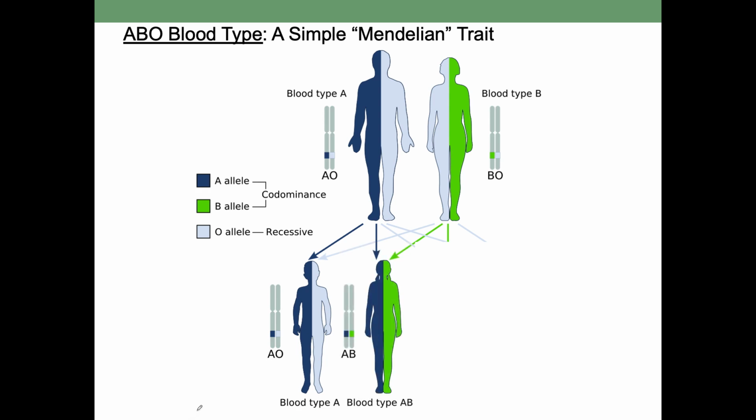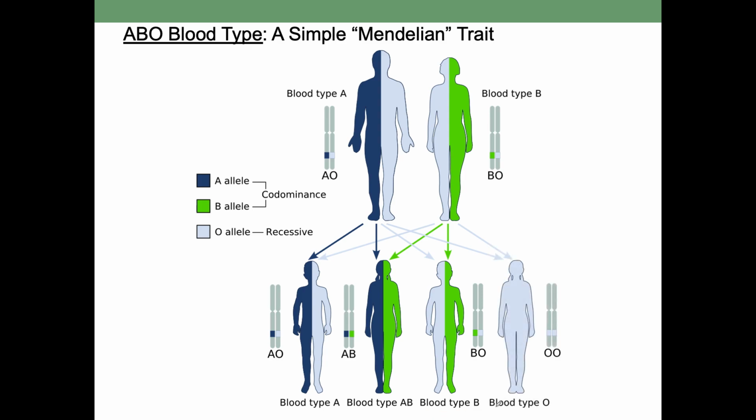Let's say another offspring, another kid, gets the A allele from dad and the B allele from mom. Their blood type is now AB, because A and B are co-expressed. They have neither blood type A nor blood type B. They have blood type AB. A third combination is they inherit the O allele from dad and the B allele from mom. And so now their blood type is blood type B, like their biological mother, and their genotype is BO, like their biological mother.